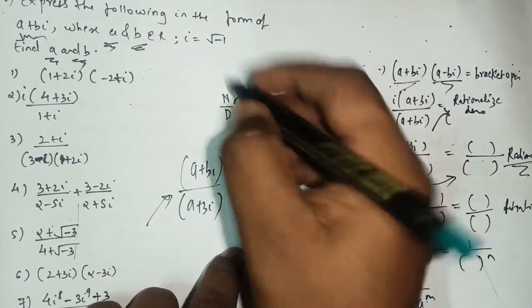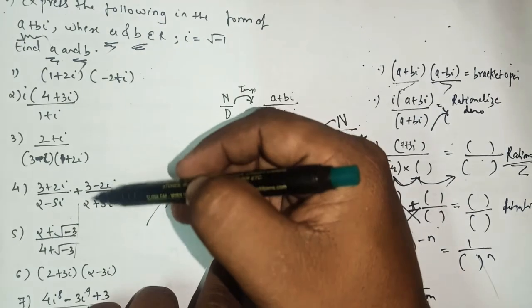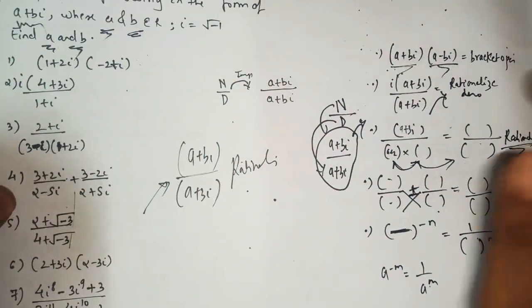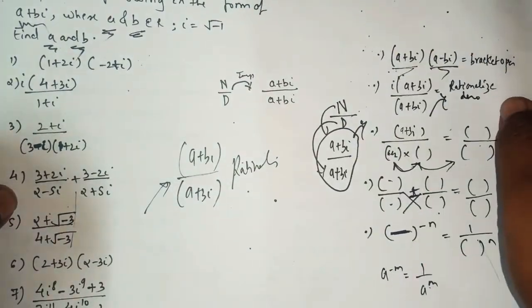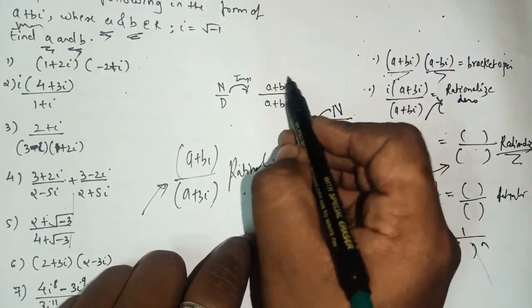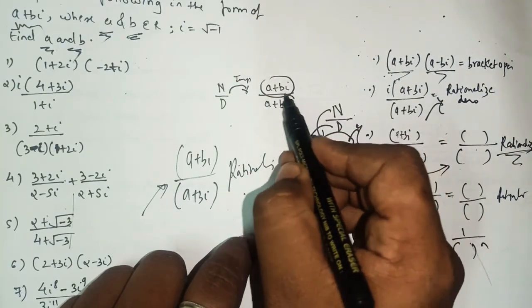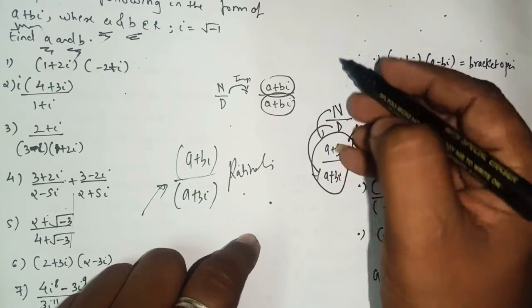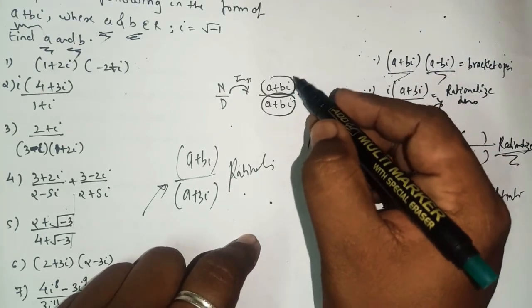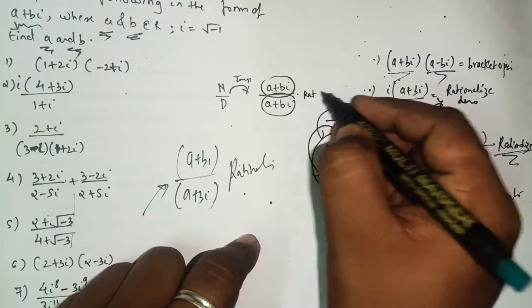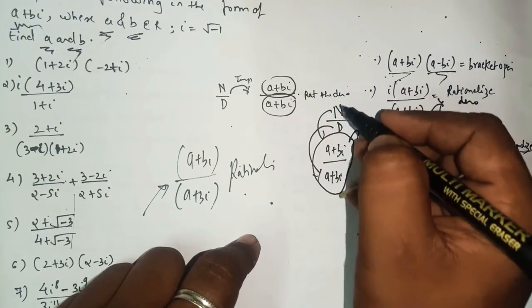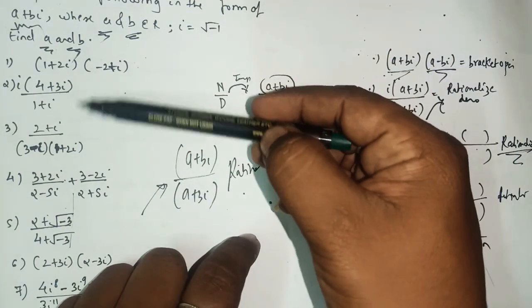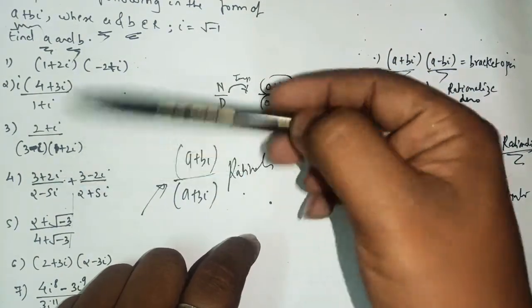Note down: whenever the sum is based on numerator upon denominator, see to it that you convert the numerator and denominator into this form. Numerator should contain a plus bi and denominator also a plus bi. Then after that, if the format is a plus bi upon a plus bi, you have to rationalize the denominator. And we know what we mean by rationalize. In the last video lecture we took these two examples where I explained how to rationalize.